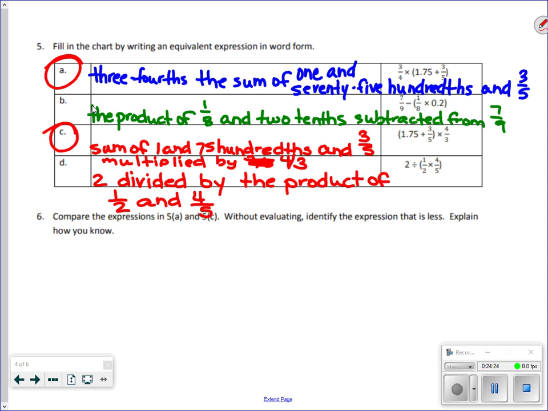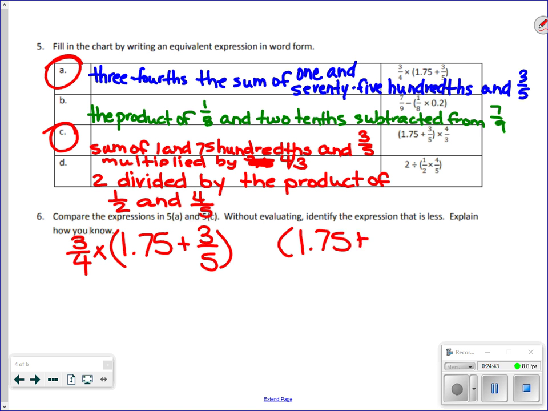So 3/4 times the sum of 1 and 75/100 and 3/5, or 1 and 75/100 plus 3/5 times 4/3. So the numbers in the parentheses are the same. Oh, I figured it out. This goes back to something that we did and we tested.